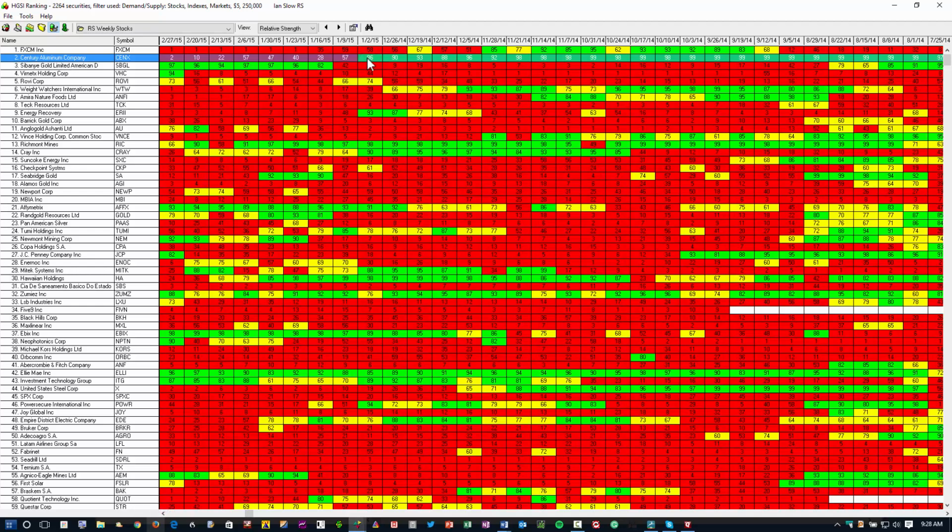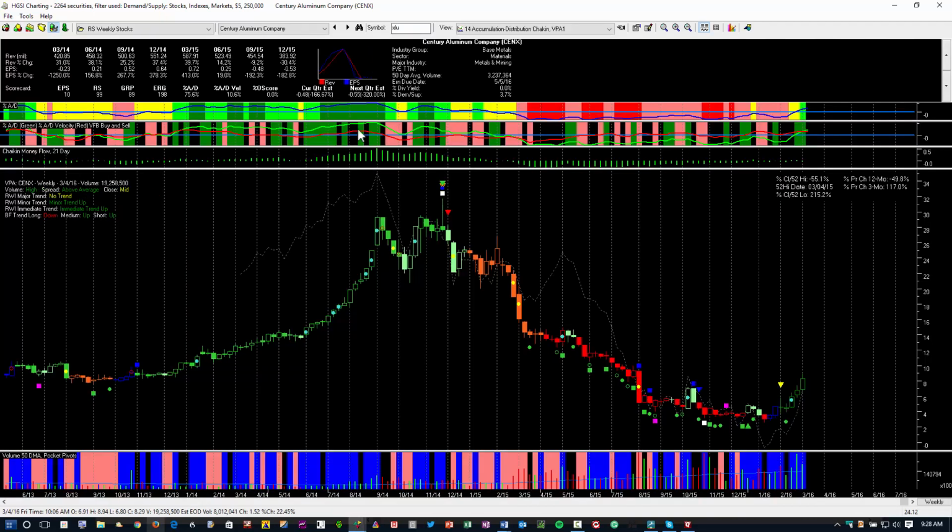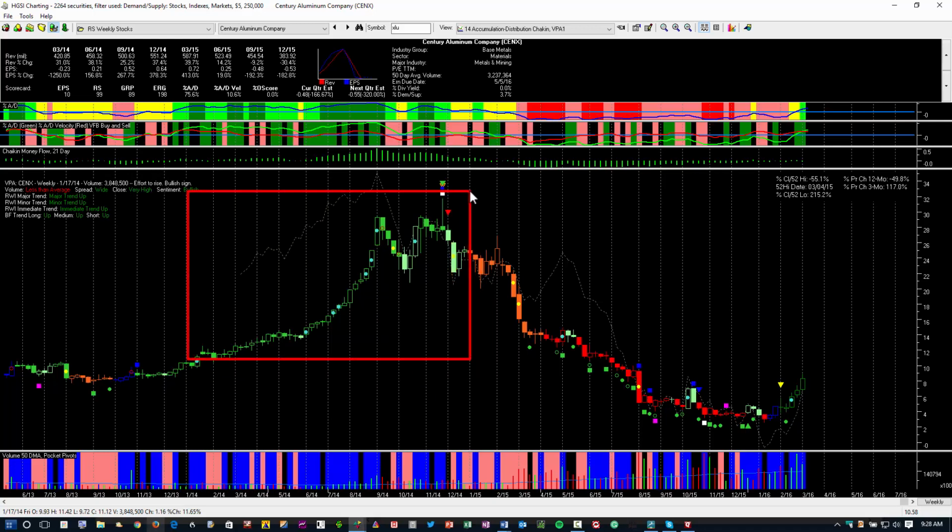So let's take a look at that year. And that would be from about right here. By the way, you can see an effort to rise VPA signal on the weekly, and look at this run during this time period. Going to approximate this, and that's it. It was green all that time using IanSlow.